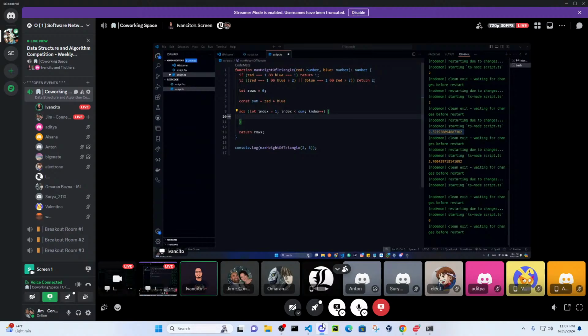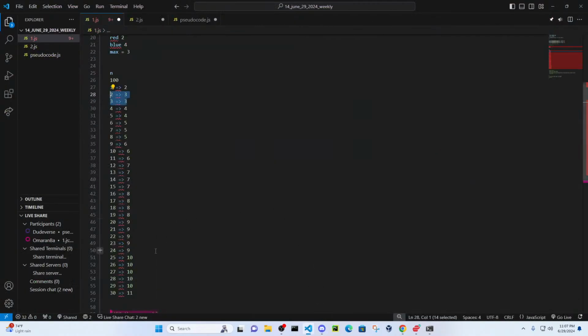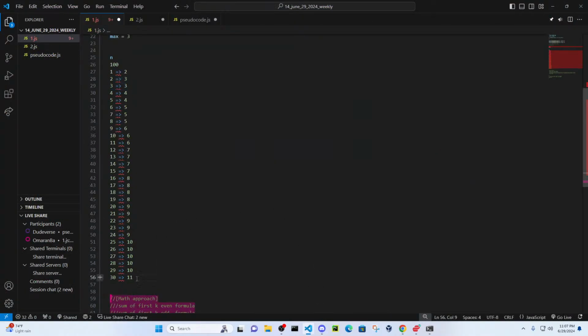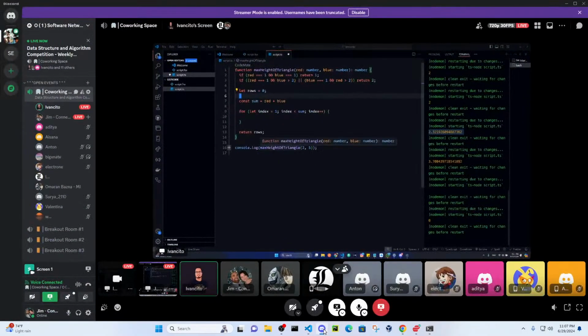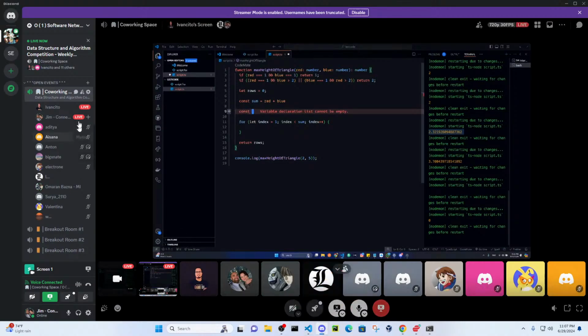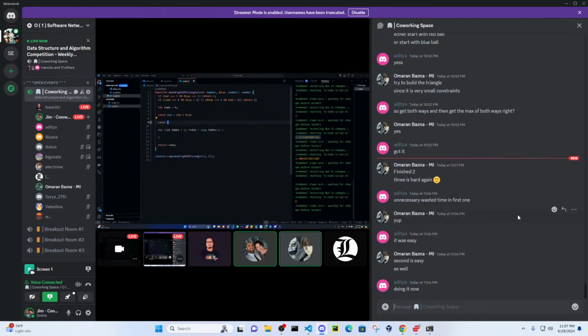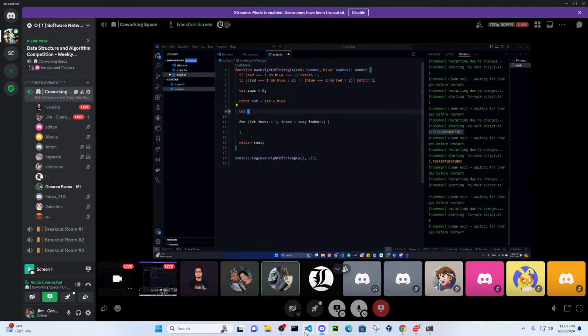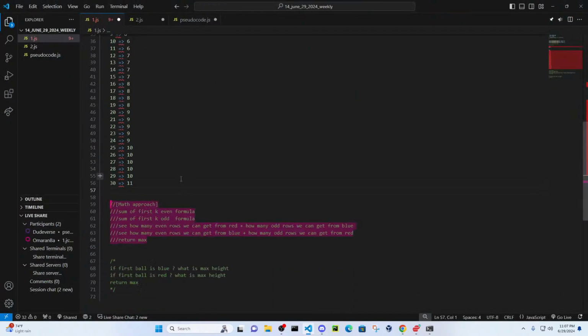Let's see, if index is equal to 1, then I have the first row and I can subtract. Yo, Omar, did you do something mathematical? Do you have a mathematical solution for this one? Yeah, I added my pseudocode. In the chat? I'm curious. No, it's in your code editor at line 59.